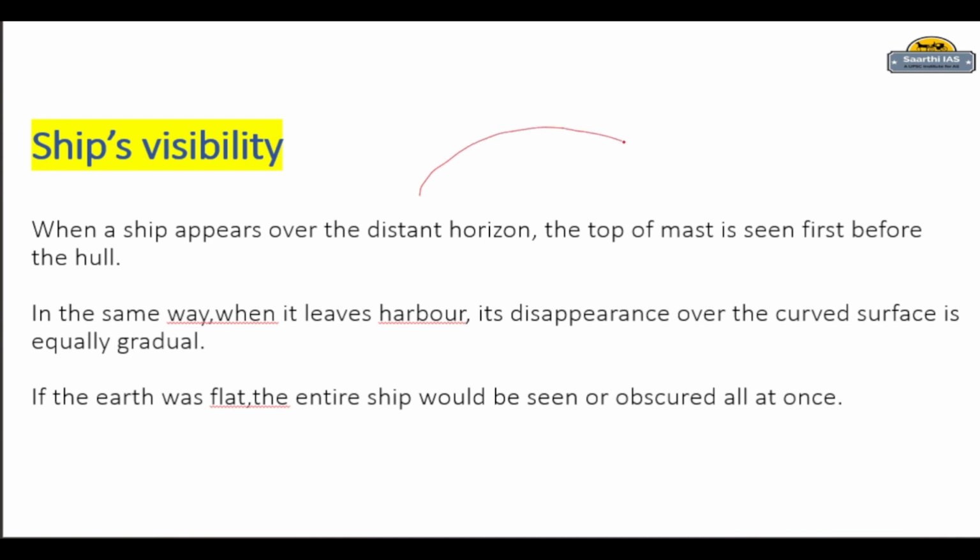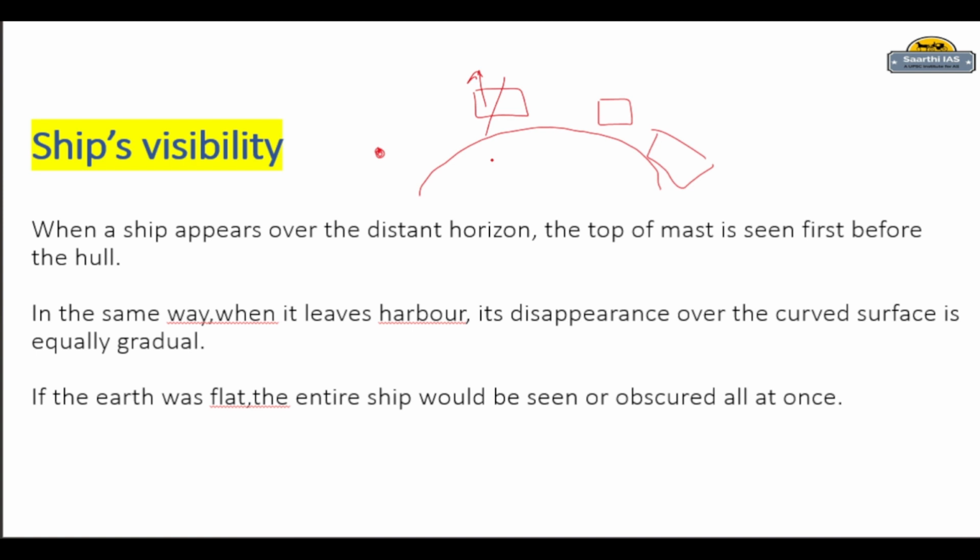This is considered as the spherical shape of the Earth. For example, we are standing on the beach, and from this side one ship is coming over. We can see that half part of the ship is visualized the first time, and the other half we will see later on. This shows that Earth is spherical in shape. So this was about the ship's visibility.